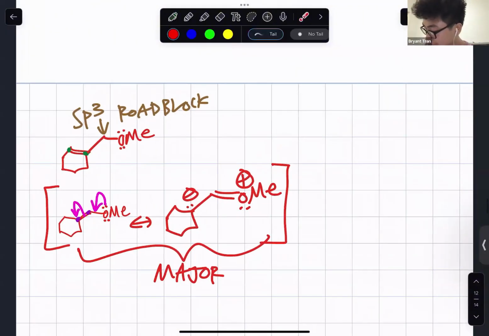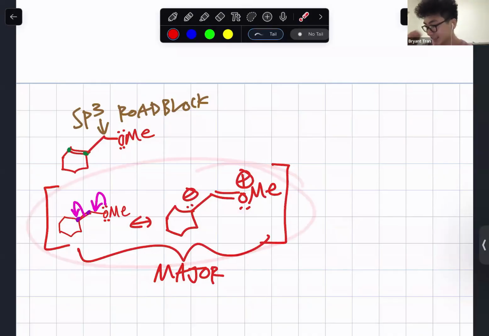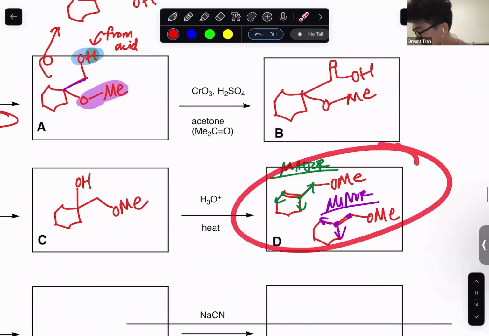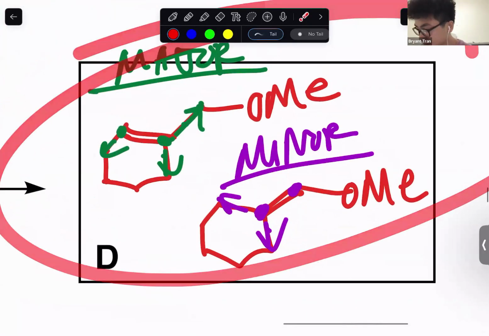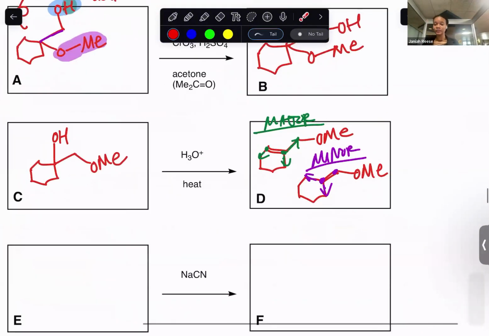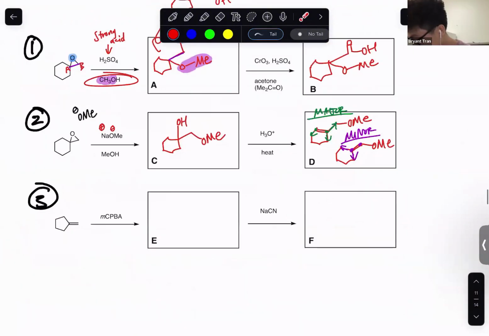Okay, so that's something you could ask your professor: does resonance make a factor, and is resonance a factor in determining the major structure here? But on the key, this is what he says, and that's because of the substitution factor. Okay.